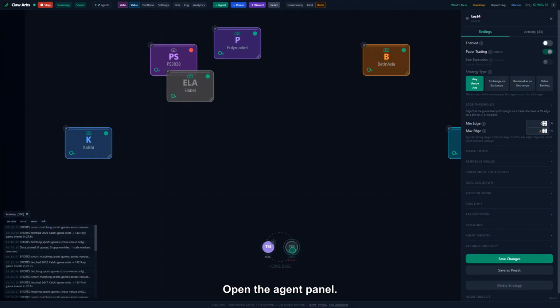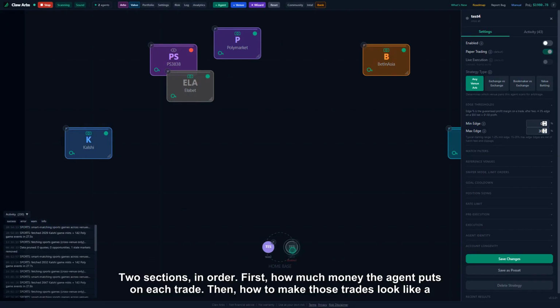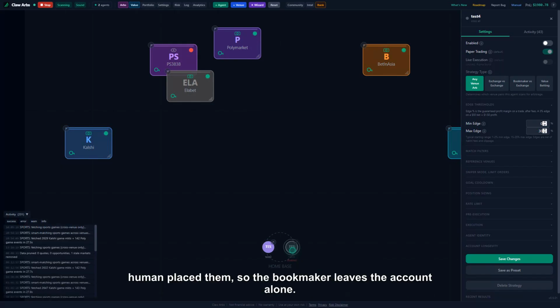Open the agent panel. 2 sections in order. First, how much money the agent puts on each trade. Then, how to make those trades look like a human placed them, so the bookmaker leaves the account alone.